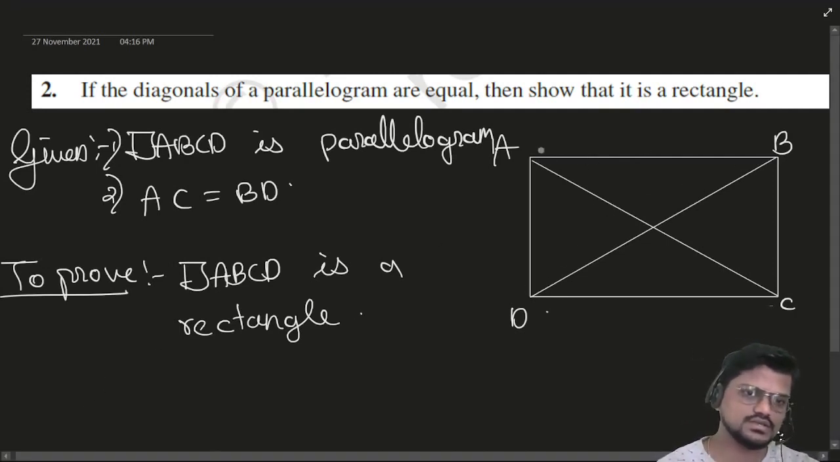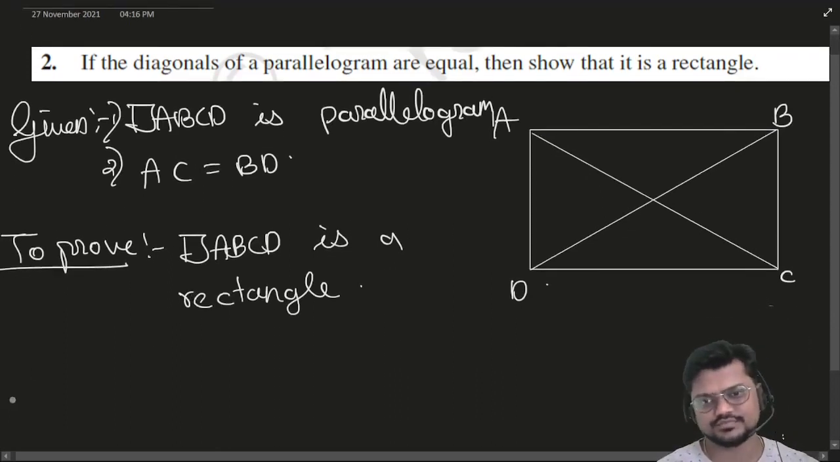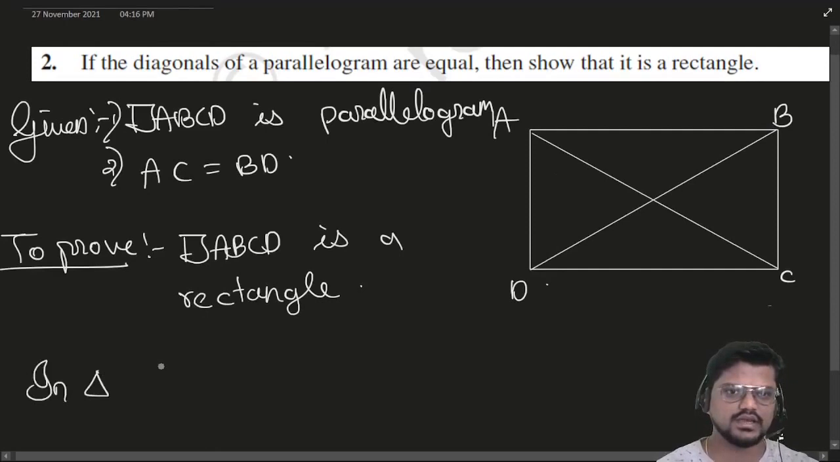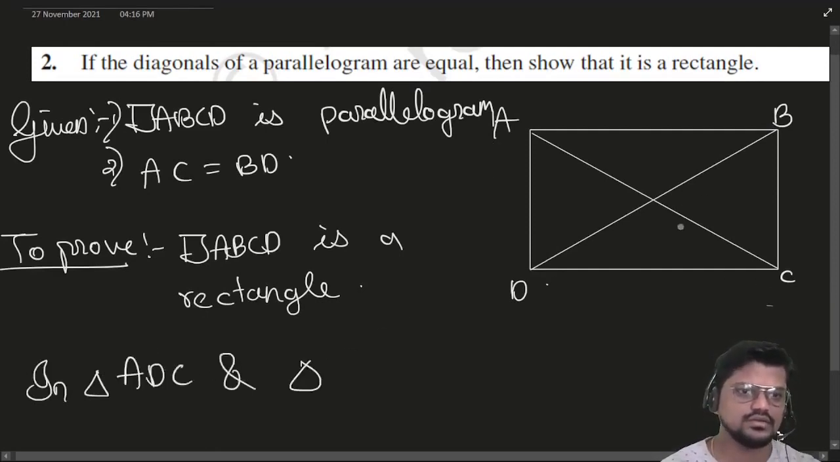We can take triangle ADC and BCD. Yes, sir. ADC and BCD, fine. You can take those triangles. Now in triangle ADC and triangle BCD, what all things do you have?